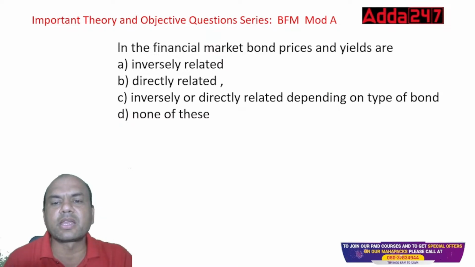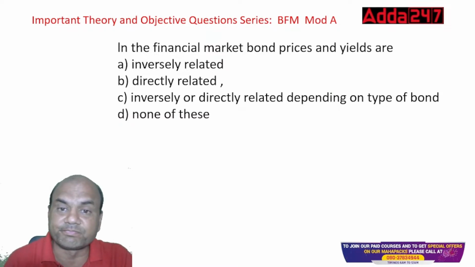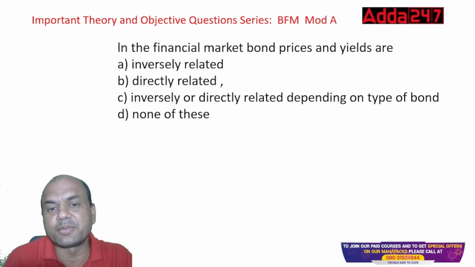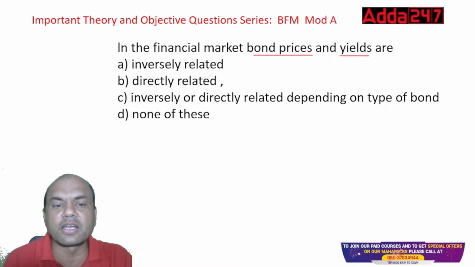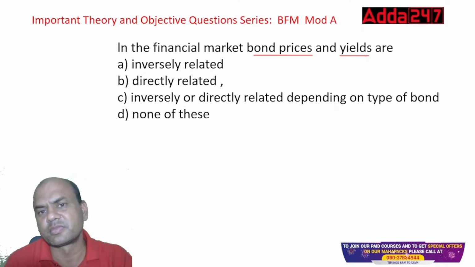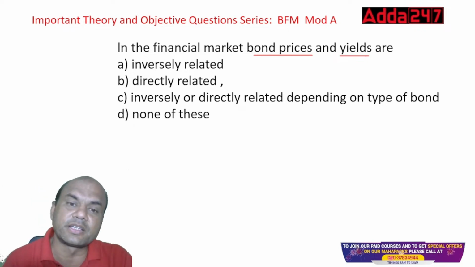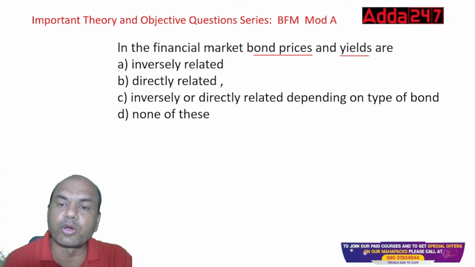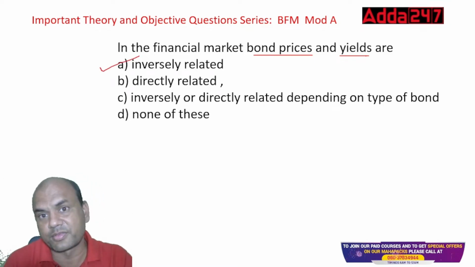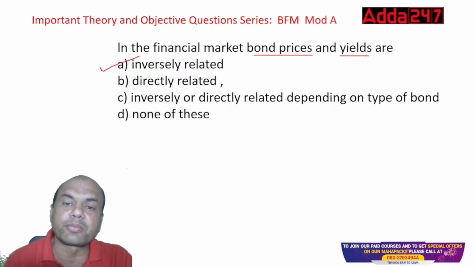In financial markets, bond prices and yields are: inversely related, directly related, inversely or directly depending on the type of bond, or none of these. Give me the answer. Bond prices and yields are inversely related, right? If the yields go up, what is yield? Yield means the asking rate. If the asking rate of any bond goes up, the price of that bond will go down.